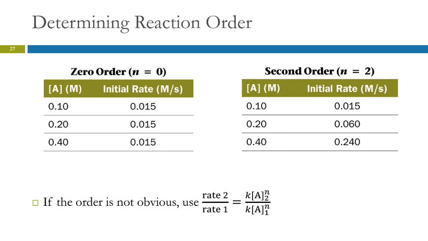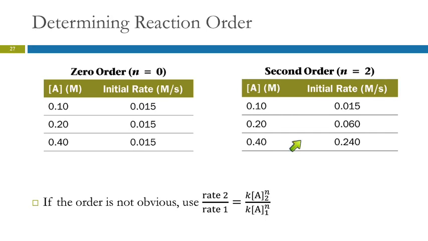Okay, look at the 0 order. So the concentration is 0.1, the initial rate is 0.015. Double the concentration of the reactant to 0.2, what happens to the rate? Doesn't change. We double the concentration again, what happens to the rate? It's the same. So 0 order, the rate is constant. That's how we recognize a 0 order reaction.